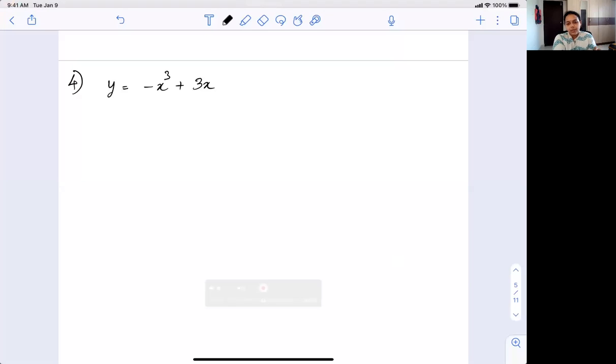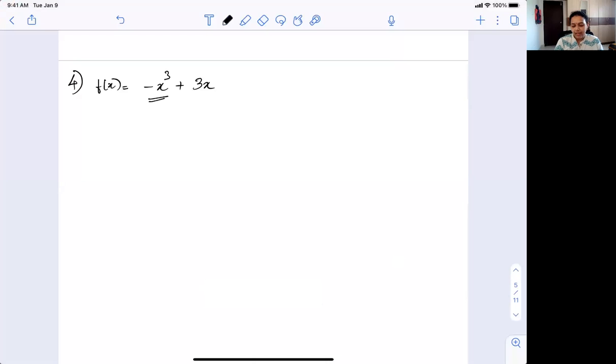Okay. In the previous video, we looked at quadratic functions, or functions of parabolas. Here we are given a function y is equal to minus x cubed plus 3x, and this is a cubic function. Let's go ahead and find the critical points of this particular function. Let me write this as f of x.